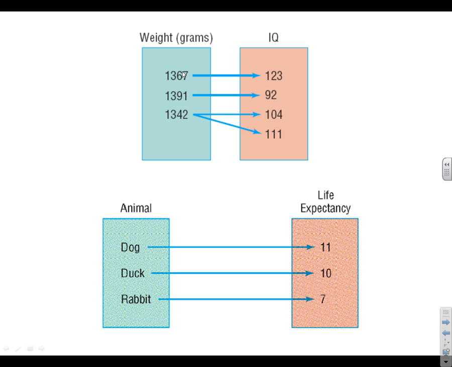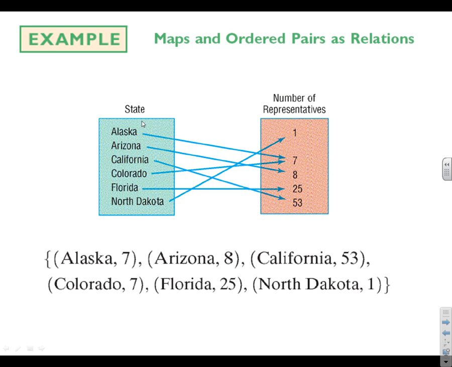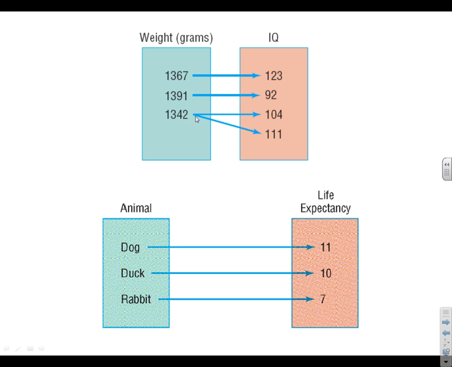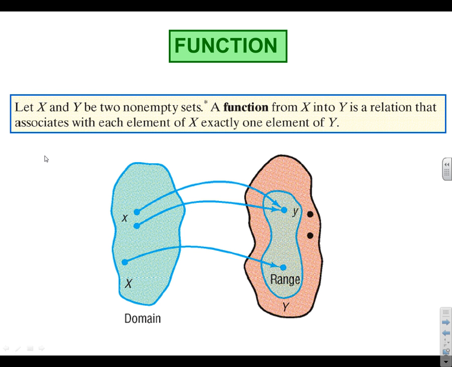Now here's another option. Before, we had multiple inputs, Alaska and Colorado, going to a single output. Here we have a single input, 1342, resulting in multiple outputs. And then this option is just a straight 1-to-1: dog 11, duck 10, rabbit 7. So how does all that work out?